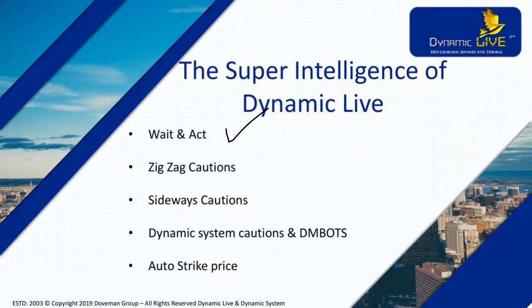You know that right entry and right exit is very, very important in trading. I agree. When to buy, when to sell is very, very important. But at the same time, when not to enter, when not to exit is also equally very important. So today, this dynamic live intelligence, the wait and act, will automatically identify if there is any trap in the price movement, and it will keep you from doing those trades.